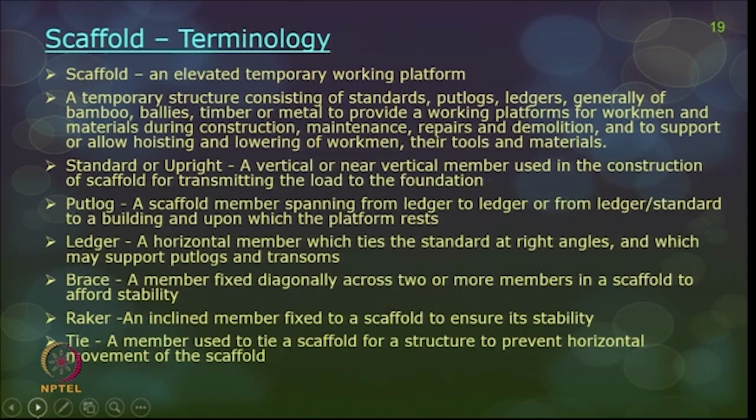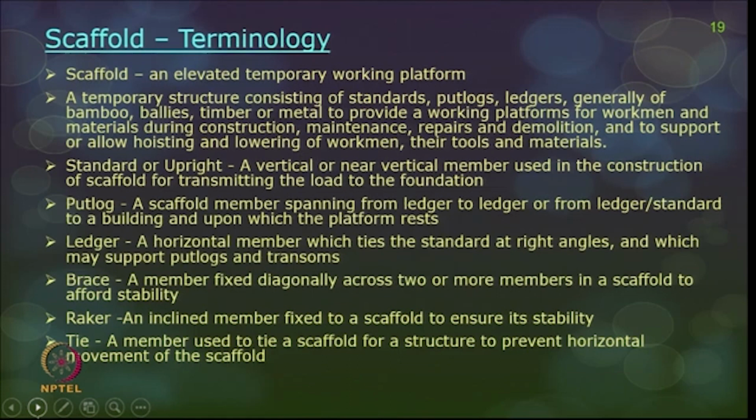The different parts: number one is the standard or upright. It is a vertical or near vertical member used in the construction of a scaffold for transferring the load to the foundation. These are the main members in the scaffold. The next one is the putlog. A putlog is a scaffold member spanning from ledger to ledger, or from the ledger or standard to your building, and upon which the platform rests.